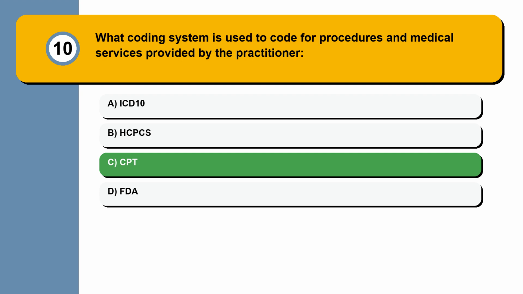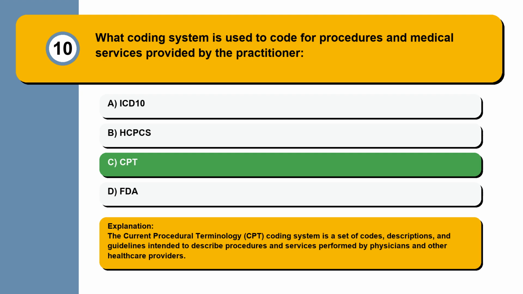CPT. Explanation. The Current Procedural Terminology, CPT, coding system is a set of codes, descriptions, and guidelines intended to describe procedures and services performed by physicians and other healthcare providers.